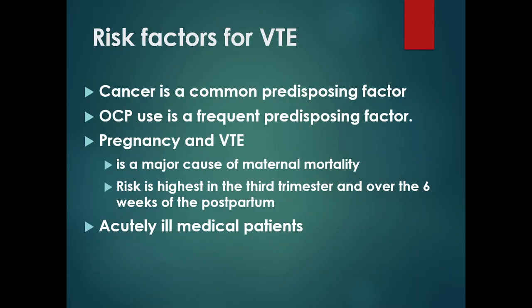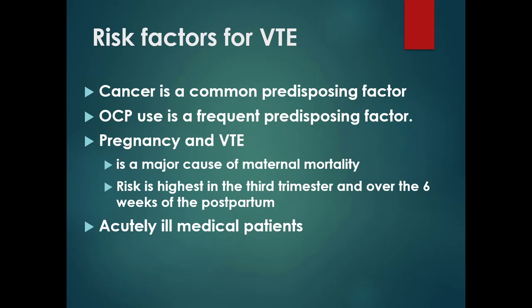A few words about the risk factors. Cancer is a common predisposing factor. Oral contraceptive use is a frequent predisposing factor in the childbearing age group. Pregnancy is a major cause. PE is a major cause of morbidity and mortality in women who are pregnant. And the risk is highest toward the end of pregnancy and right after delivery. And we see quite a few patients after delivery, especially if they had cesarean sections with major events. And you hear every once in a while of women who just had their babies and were found suddenly dead at home, and that's probably pulmonary embolism.